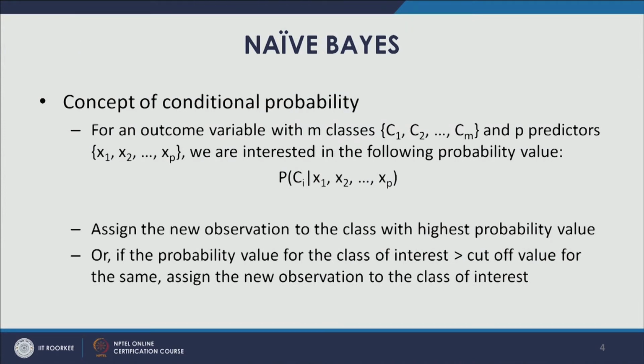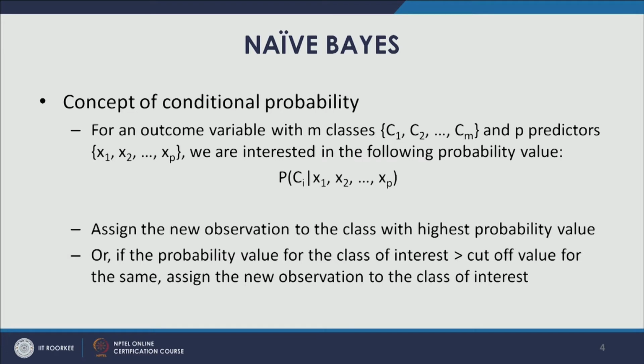So, for an outcome variable with m classes, C1, C2, up to Cm, and p predictors x1, x2 to xp, we are interested in the following probability value: the probability of a particular observation belonging to class Ci given the p predictor values x1, x2, up to xp. Conditional on these values, we would like to find the probability of a record belonging to class Ci. We are interested in these conditional probabilities in both scenarios.